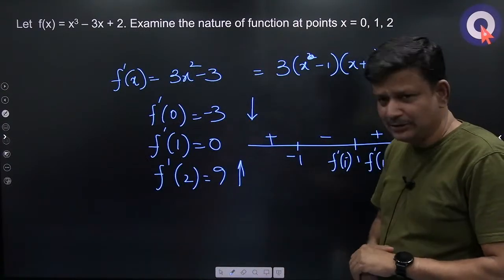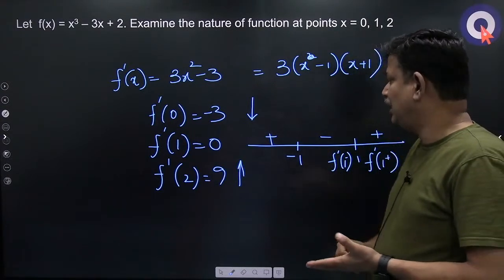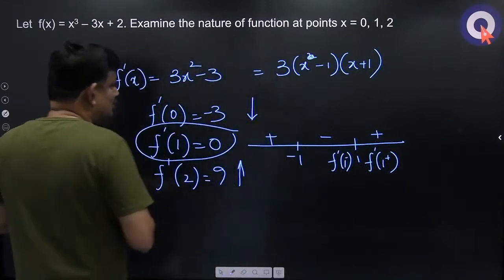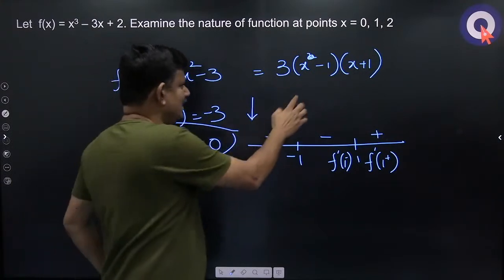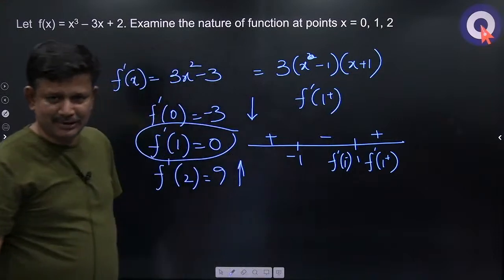F dash 0 was negative, so it is decreasing. F dash 2 was positive, so it is increasing. Our only problem was with 1. F dash 1 is 0. So I observed f dash 1 plus and f dash 1 minus. F dash 1 plus directly also you can say, or you can use wavy curve method for that.